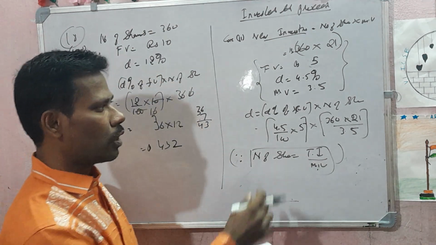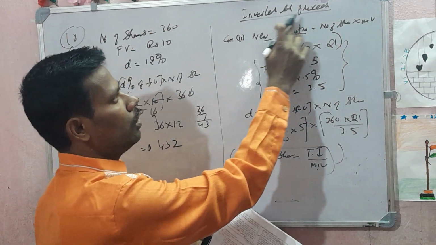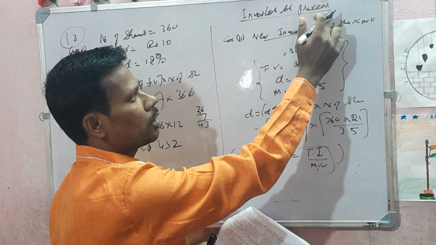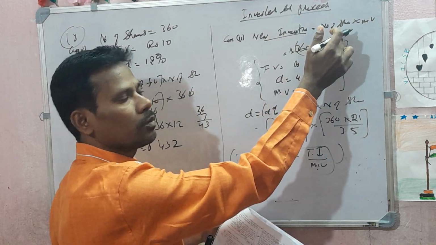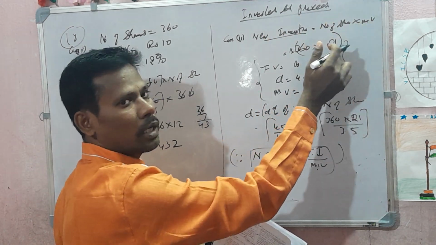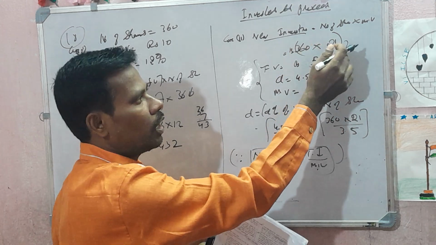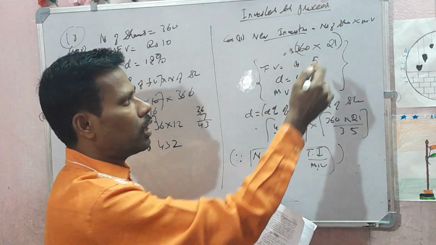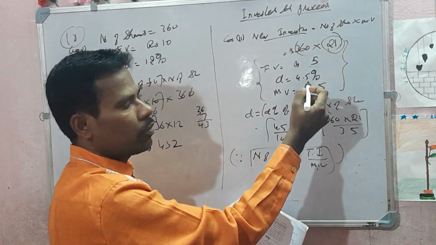Are you following what I am saying? I told you to underline the words invested the proceeds. That is nothing but the new investment, which is number of shares into market value. Number of shares is 360. Market value: he sold the shares, that means each one is 21.